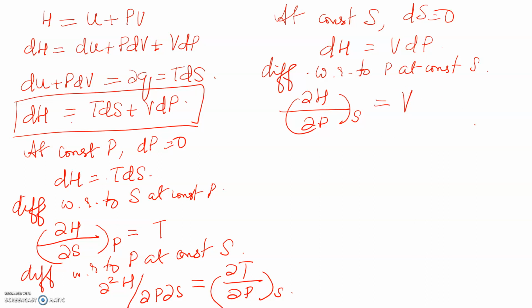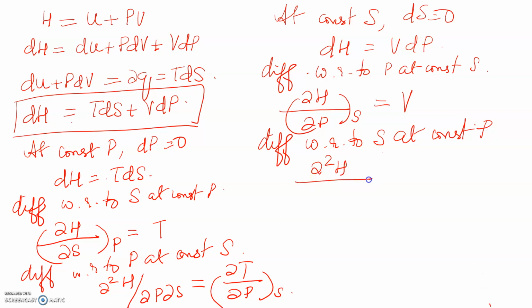Okay. In the second step, we have to differentiate again with respect to S at constant P. Why is that? Initially we kept S constant. Now we have to differentiate with respect to S, keeping the other variable, which is P, constant. So this becomes ∂²H/∂S∂P will be equal to ∂V/∂S at constant pressure.